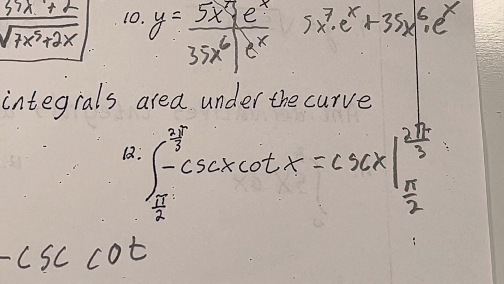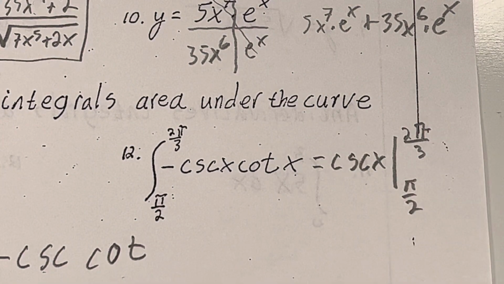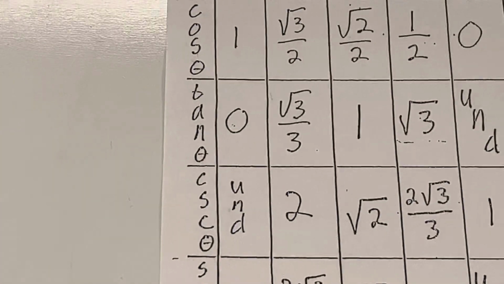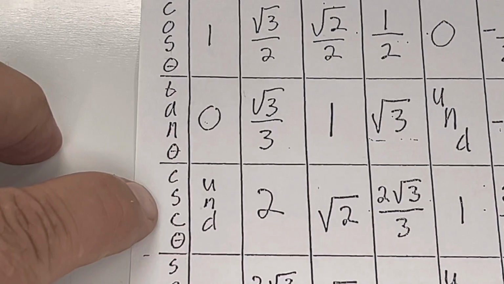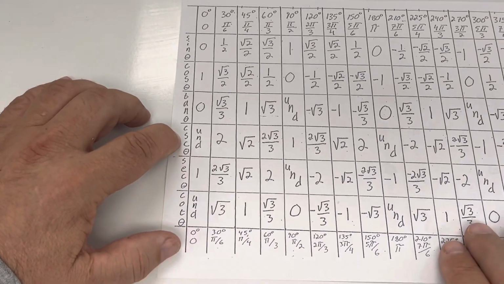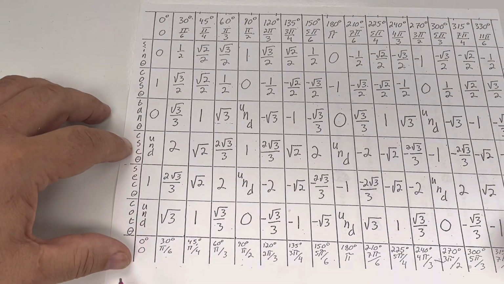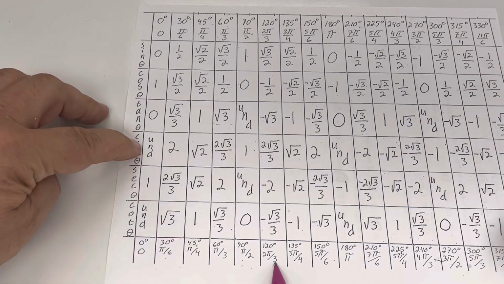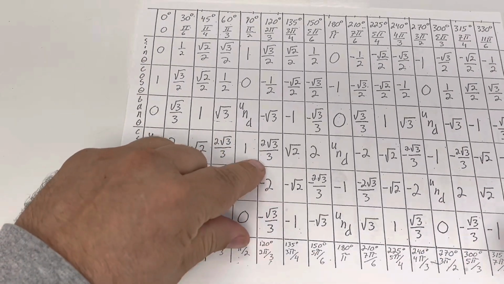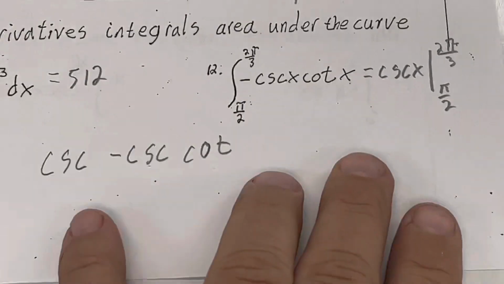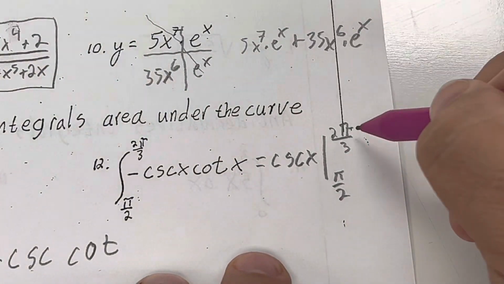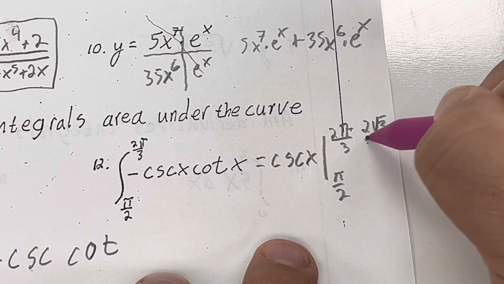Now I have to find out what cosecant of 2 pi over 3 is. Go to your chart. Cosecant of 2 pi over 3. There's 2 pi over 3. There's cosecant. They meet up at 2 root 3 over 3. So this is going to go to 2 root 3 over 3.